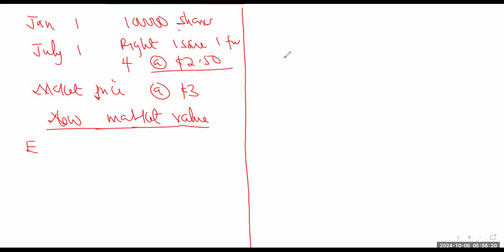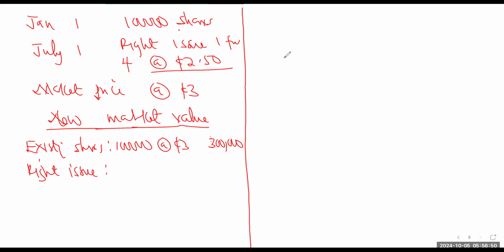The existing shares that we have is 100,000, isn't it? 100,000 at 3 cedi. What will be the total that will be given to us? 300,000. That will give us 300,000. Then let's come to the rights issue. What will be the money that we are going to be receiving from the rights issue? It's 144, isn't it?